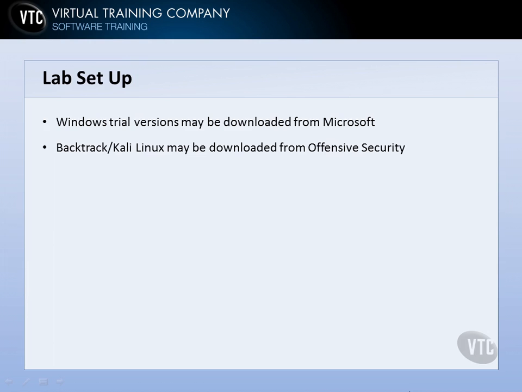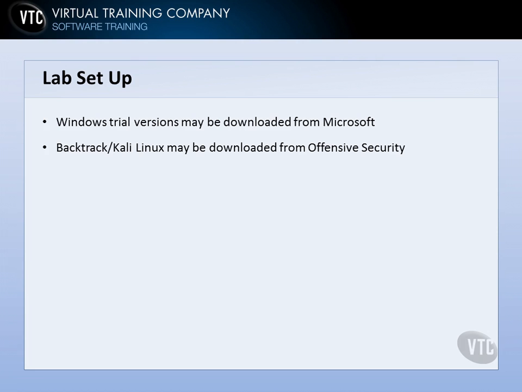Now, if you need to download Windows operating systems, of course we want you to use legally licensed copies of Windows, but you can use the trial versions. And typically they're good for 180 days or however long they are until they expire. So you would download these directly from Microsoft. You can also download Backtrack or Kali Linux directly from Offensive Security, and that requires no license or payment or anything like that.